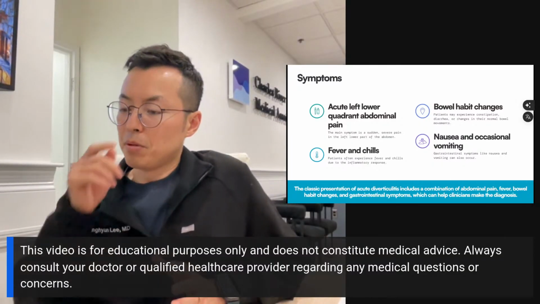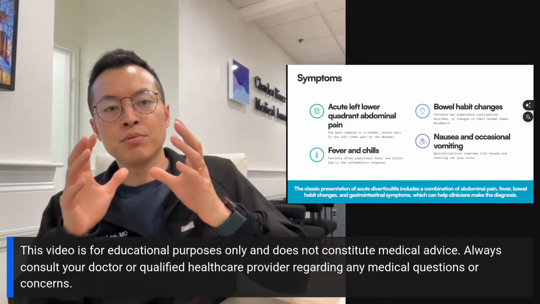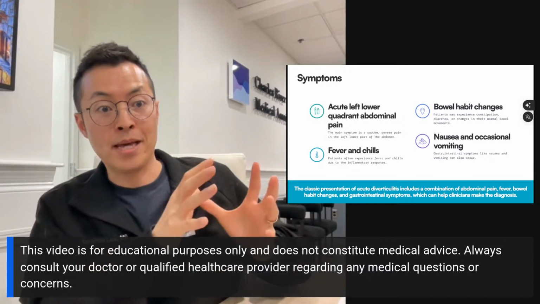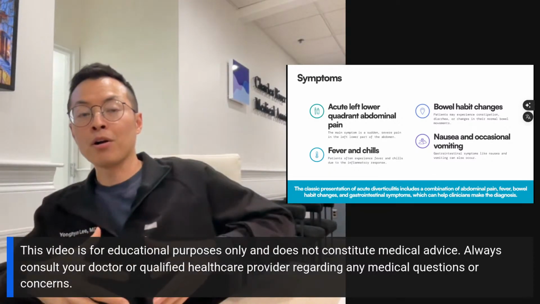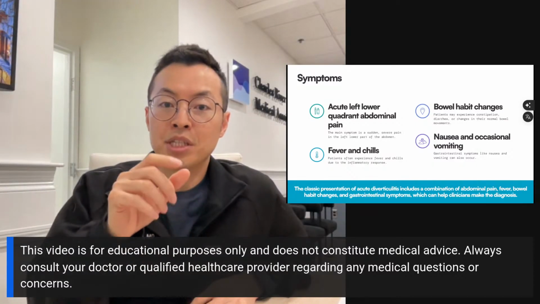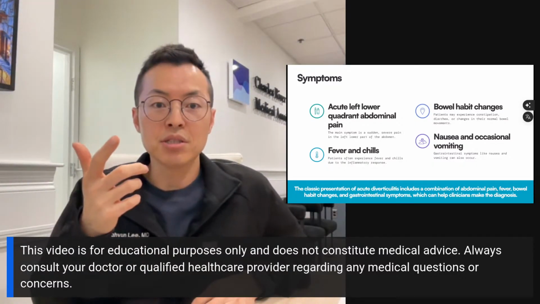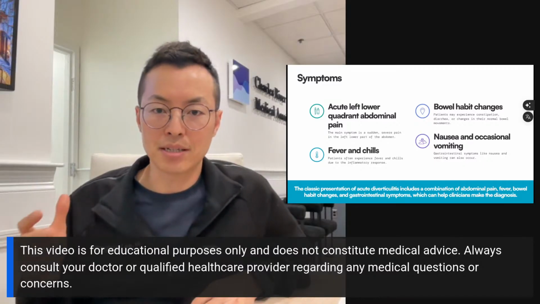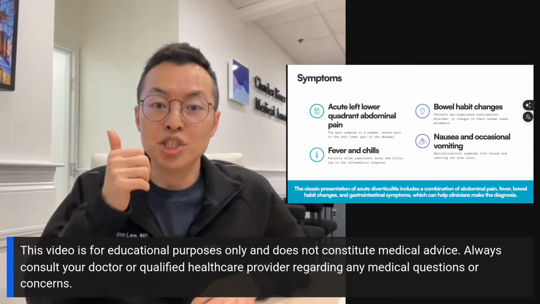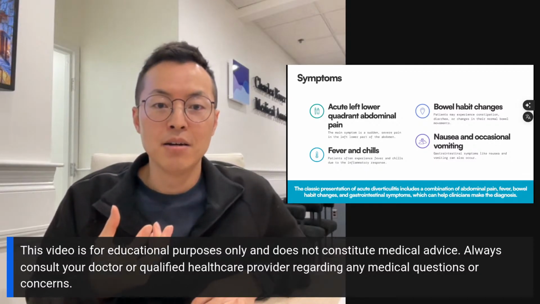So typically people complain of some sharp pain in the left lower belly because that's where diverticulitis happens most commonly. And other symptoms include fever, chills, change in bowel habits like constipation or sometimes diarrhea too, and sometimes nausea or vomiting.